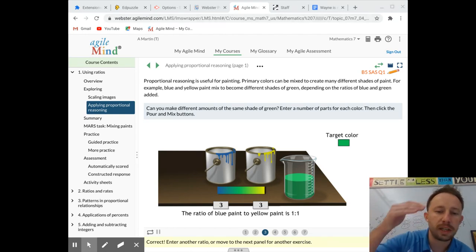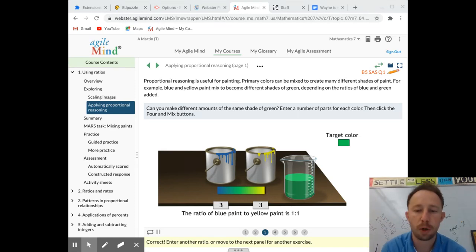As long as we have the same number of parts of blue as we do yellow, we'll always have a perfect target color, okay? So let's look at number 4, and this is actually in your book on page 23 at question 1A.